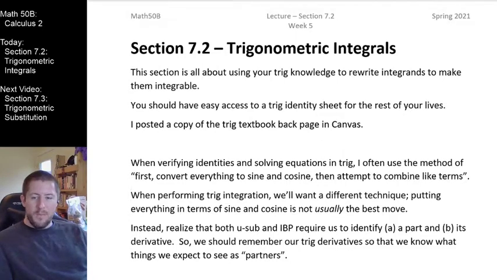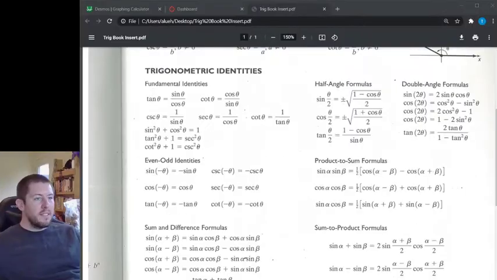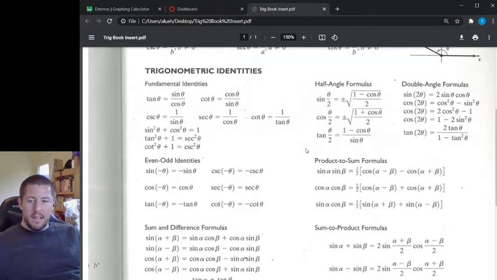Based on the fact that we know that we're going to need a bunch of trig identities, one of the things that we all want to remember is, I hope you remember that you looked through all your identities when you took your trig class. I'm guessing that some of you still have a trig textbook, and I'm guessing that some of you don't. So one of the important things that you have access to in Canvas is I did post this. This is just a scan of the insert. I just called this thing the trig book insert.